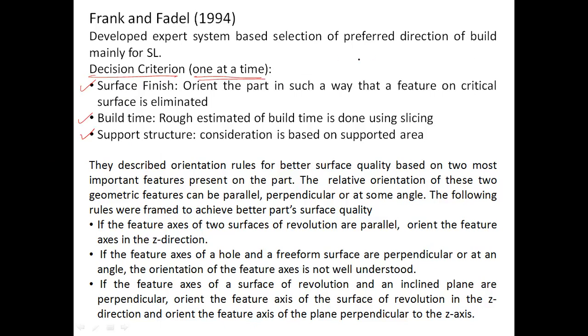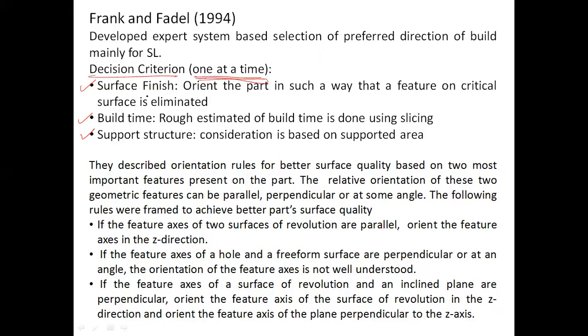You cannot define a function which will have three boundary conditions in one equation. So first you had to give a weightage. Like if you have three criteria, 1, 2, and 3, you had to decide which is your primary criteria. As I've always explained to you, if you are using it for assembly, then surface finish becomes your primary criteria, support structure becomes your secondary criteria, and build time becomes your third criteria. So based on that, you decide your criteria. Now, as I said, it is taken one at a time.